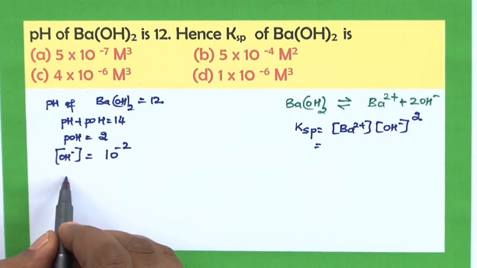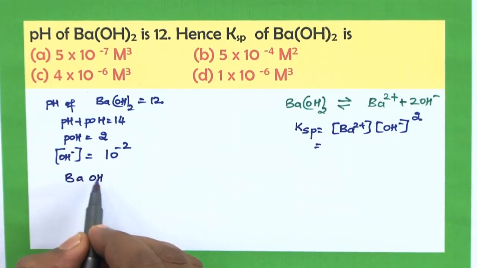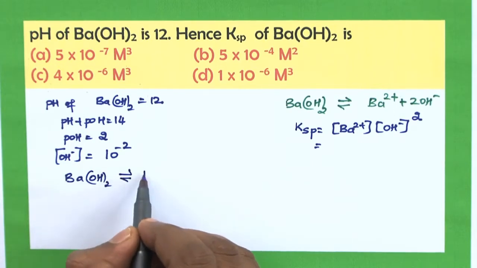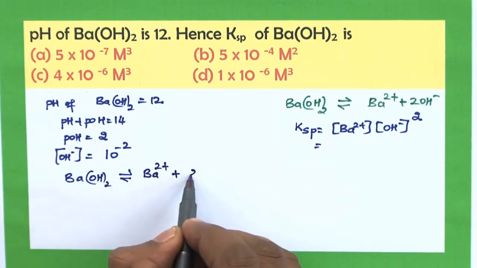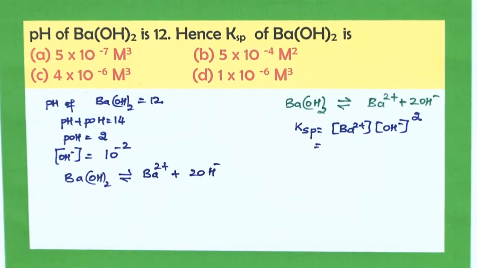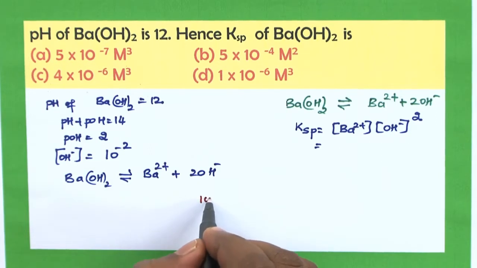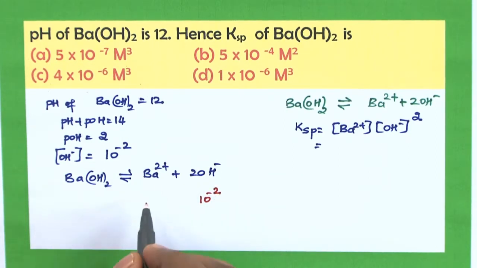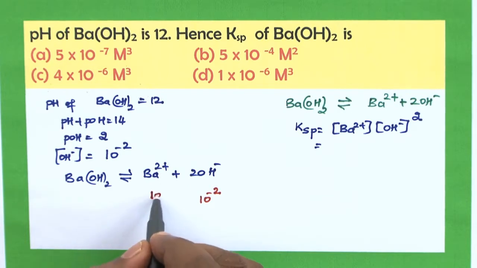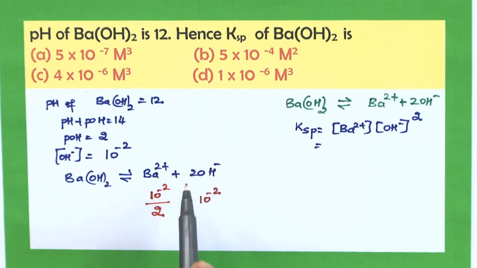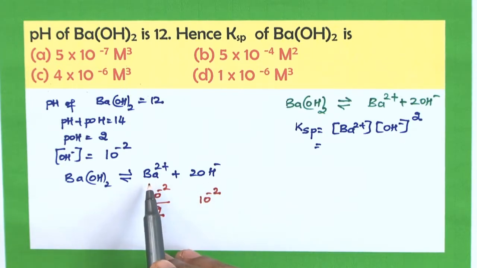If I write the equation, that is barium hydroxide in equilibrium with barium 2 plus ion plus 2 OH minus ion. If the concentration of hydroxyl ion is 10 to the power minus 2, then the barium ion will be 10 to the power minus 2 divided by 2. Why? Because if 2 OH minus are present, then the barium ion will be 1. So therefore, if 10 to the power minus 2 is present, then the concentration of barium ion will be half of that.